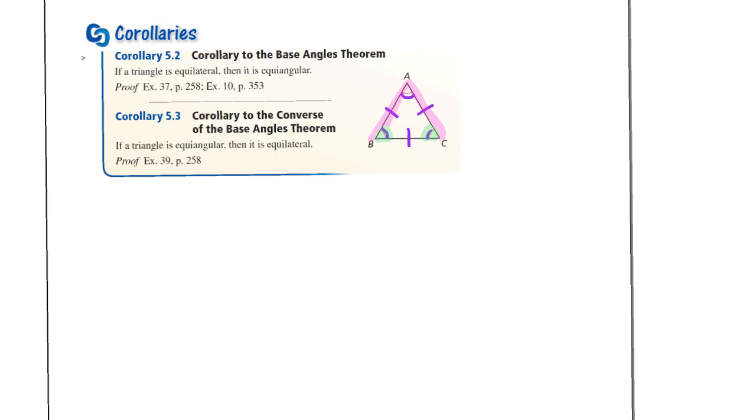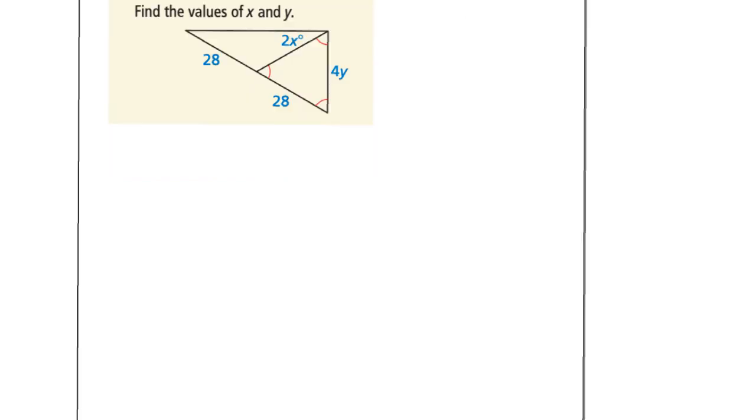And because we know that all three angles in a triangle add up to 180, we know that that means that each of these is 60 degrees. So I want you to try this one. And I'm going to pause, let you guys try it, and when you come back, the answers will be there.